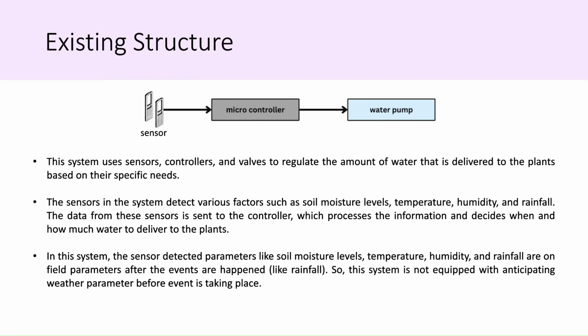In these existing structures, they are using sensors and controllers as well as valves to regulate the amount of water that is being delivered to the crops based on the specific needs. These specific needs are being decided based on the crops' requirements, such as their specific water requirements. The sensors in these systems detect various factors such as soil moisture levels, temperature, humidity, and rainfall. The data from these sensors are sent to the controller, which processes the information and decides when and how much water should be delivered to these crops.